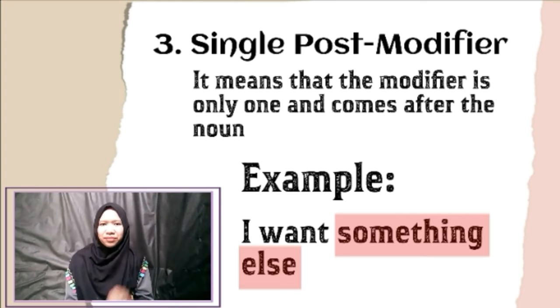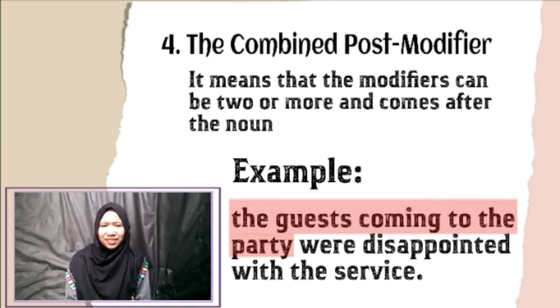Number 3, single post modifier. It means that the modifier is only one and comes after the noun. Example, I want something else. Something else is the noun phrase. Something as the head, else as the modifier. In this phrase, the pattern that uses noun plus adjective.